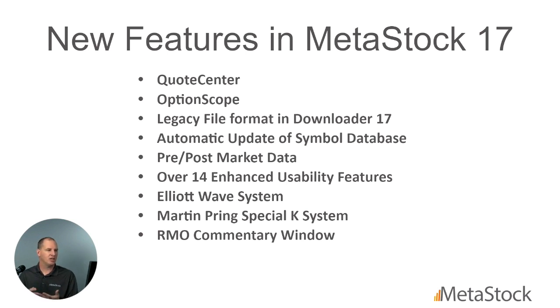So our new features are QuoteCenter, OptionScope, being able to work with legacy file format in Downloader 17, pre and post market data, and the set 14 user enhanced usability features. These are suggestions from customers, what people have been asking for in MetaStock. So we're really trying to listen to what you as a user want to be able to do in MetaStock. And then we've included the Elliott Wave System, Martin Pring Special K, and the RMO commentary window.